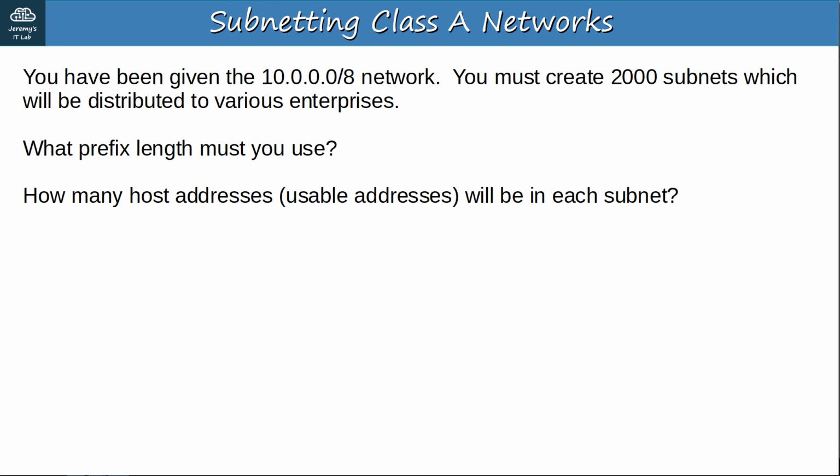You have been given the 10.0.0.0/8 network. You must create 2,000 subnets, which will be distributed to various enterprises. What prefix length must you use? How many host addresses or usable addresses will be in each subnet? Let's solve this question just like the other ones.